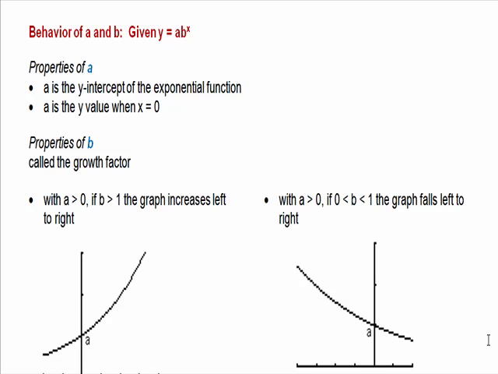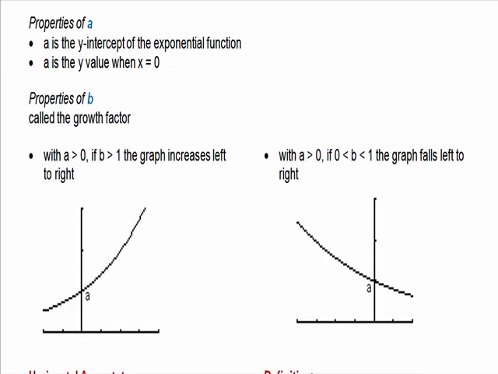With a greater than 0, if b is greater than 1, the graph increases left to right. And so we get a graph that looks like what we see on the left side of the screen. With a greater than 0 again, but this time b between 0 and 1, the graph falls left to right. So notice we have a growth situation on the left and a decay situation on the right.